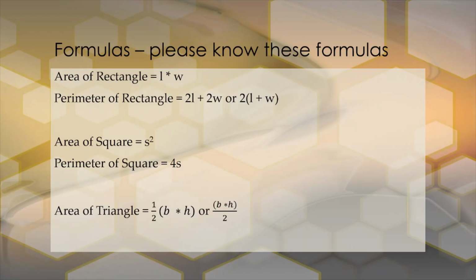And when we talk about a triangle, the formula for the area of a triangle is 1/2 the base times the height, but sometimes you may see it written as base times height divided by 2. So let's look at some of these and break it down a little bit more.